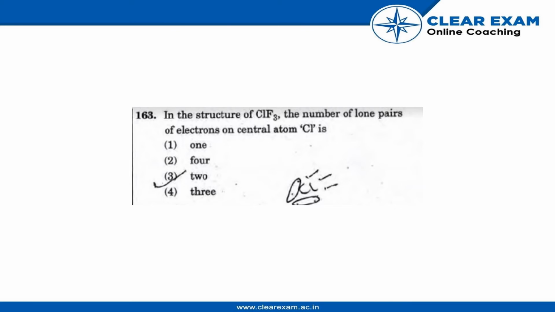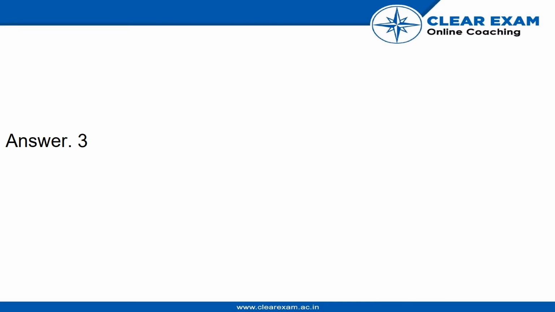The question is, in the structure of ClF3, the number of lone pairs of electrons on the central atom chlorine is. So the solution is, let me explain it to you.